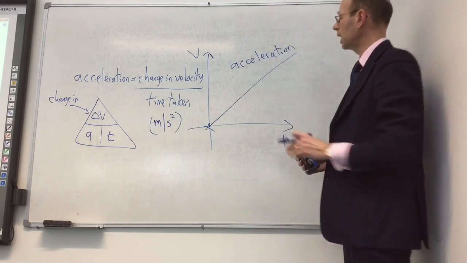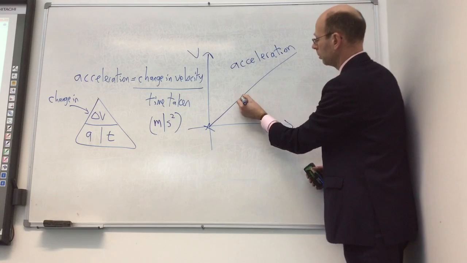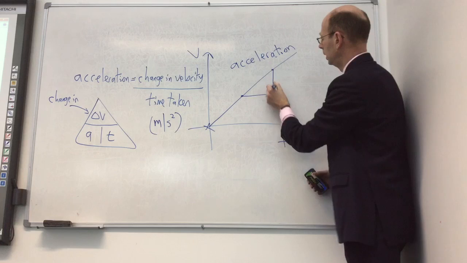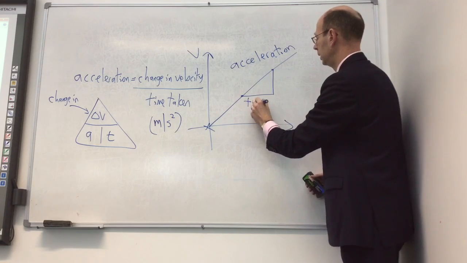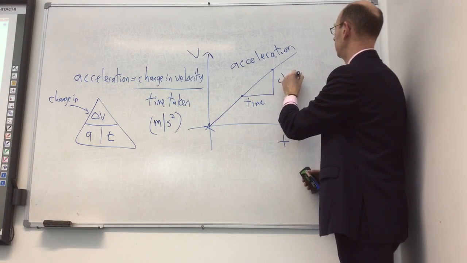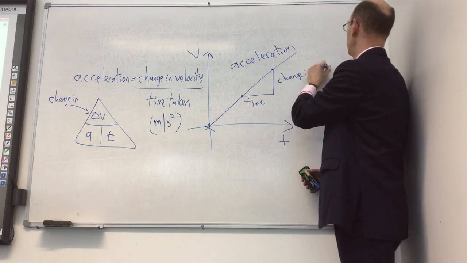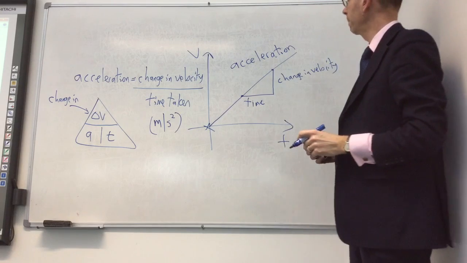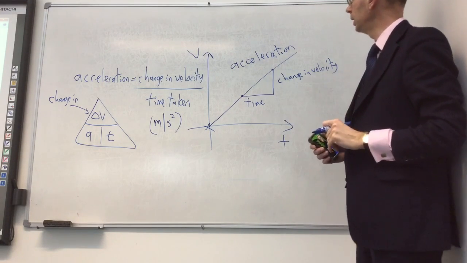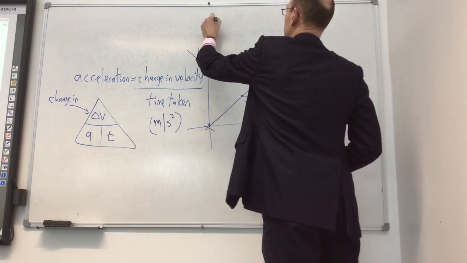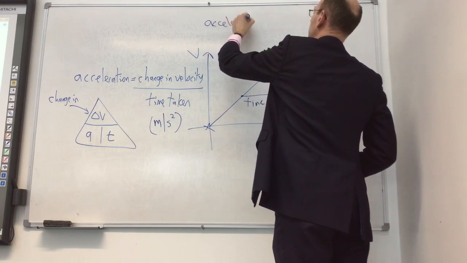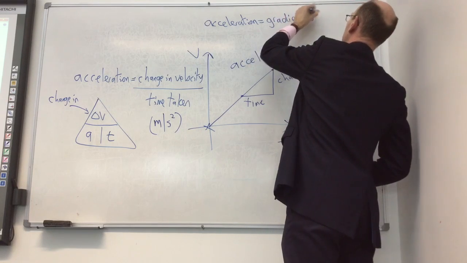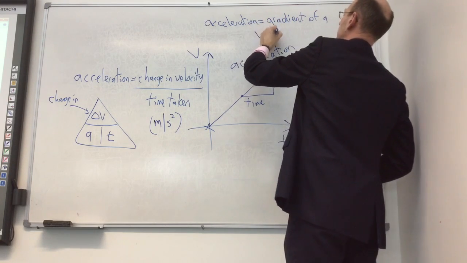Okay, so we can measure that from the graph as well, because if you think about it, if we go from this point to this point, there's a certain change in time and a certain change in velocity. So that, the rise over the run, will give us the acceleration. So the next thing you need to know is that acceleration can be measured from the gradient of a velocity time graph.